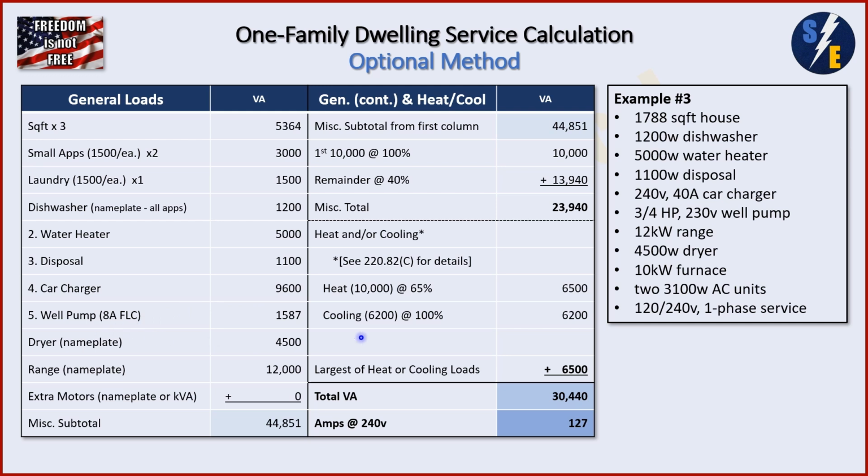For the well pump, we're told it is a 3/4 horse 230 volt well pump, so we have to go to Table 430.248 and we're going to look up 3/4 horse at 230 volt and we're going to find it gives us 8 amps for full load current. So we're going to take our 8 amps times the 230 volts and we're going to come up with 1,587 VA. We're going to add our dryer at nameplate and our range at nameplate, and then we're going to add all these up together and we're going to come up with 44,851 VA.